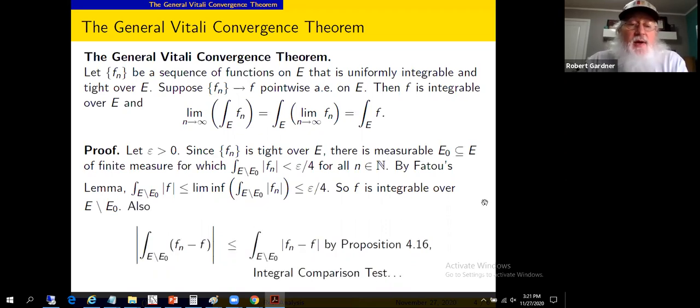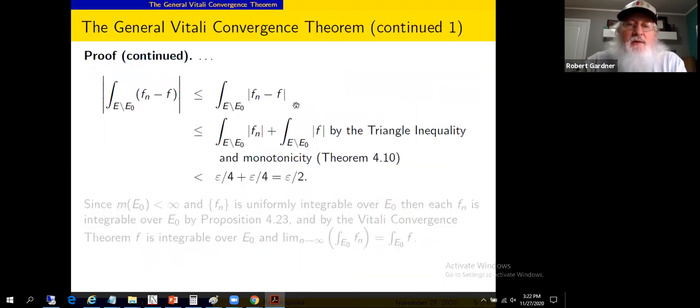Also, if we integrate over E set minus E sub 0 of f sub n minus f, let's take an absolute value of that, pass the absolute value inside the integral. The comparison test, proposition 4.16, allowed us to do that, picking up an inequality in the process as given. All right, let's continue from there. So here's that last equation written out without the explanation.